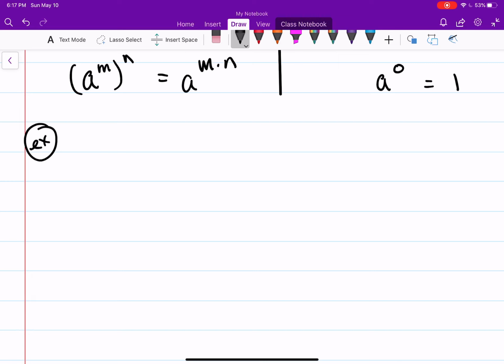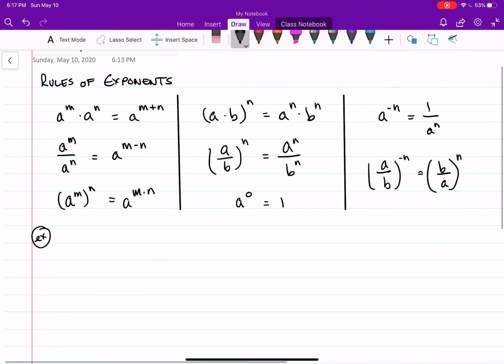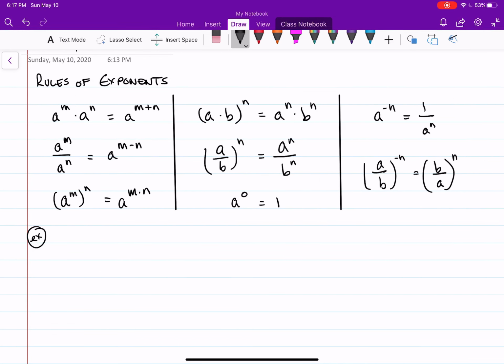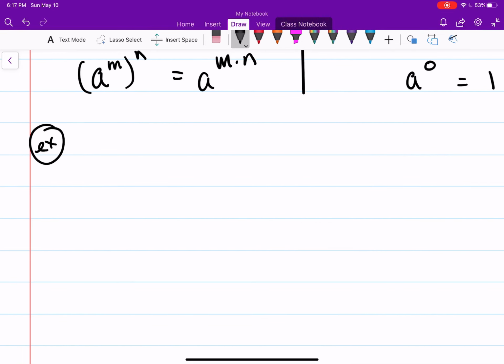All right, so let's start with first example. So essentially, the last set of notes and this set of notes is still applying these rules. Everything we've done so far is applying these rules, and it's no different today.